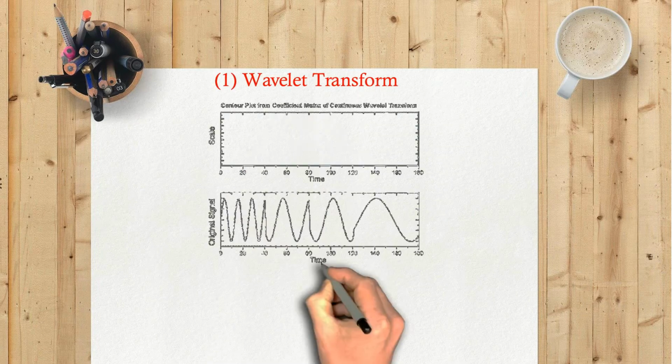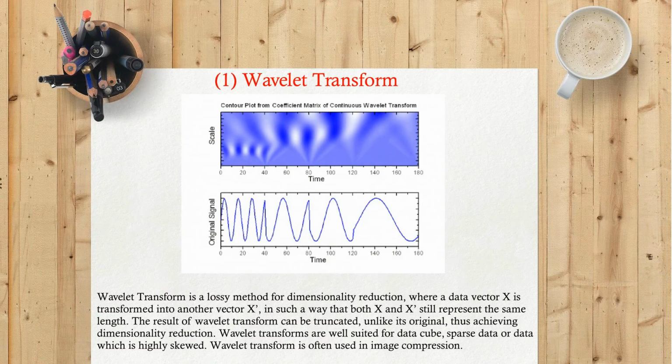1. Wavelet Transform. Wavelet Transform is a lossy method for dimensionality reduction, where a data vector x is transformed into another vector x', in such a way that both x and x' still represent the same length. The result of wavelet transform can be truncated, unlike its original, thus achieving dimensionality reduction. Wavelet transforms are well suited for data cube, sparse data, or data which is highly skewed. Wavelet transform is often used in image compression.